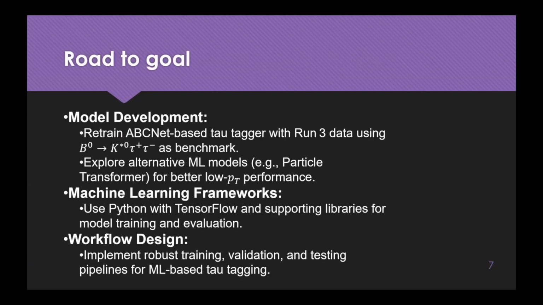What we will use: I'll train my ABCNet-based tau tracker with Run 3 data using our benchmark. There is ABCNet, but it is for muon decays and Run 2, and I need to adapt it for taus and Run 3. Also, explore alternative machine learning methods such as particle transformers or others, to search for better performance.